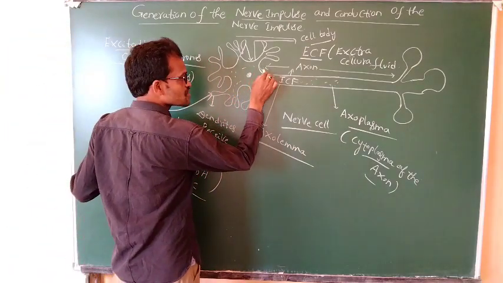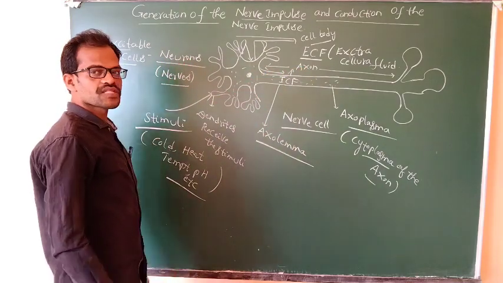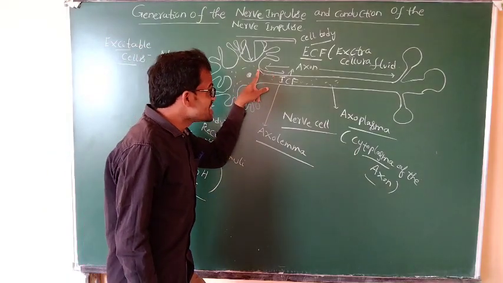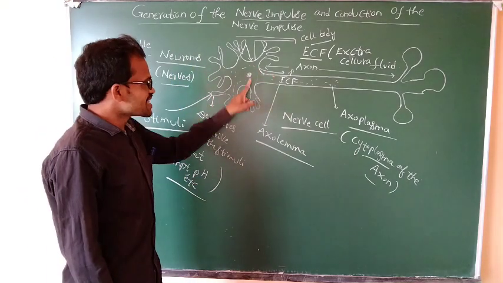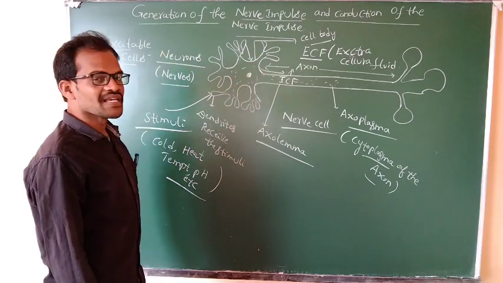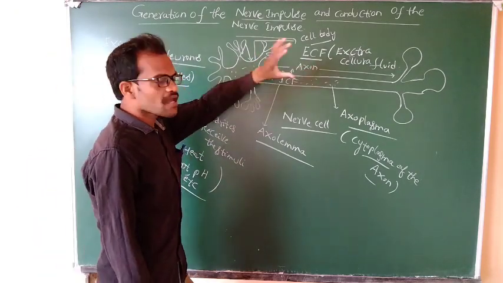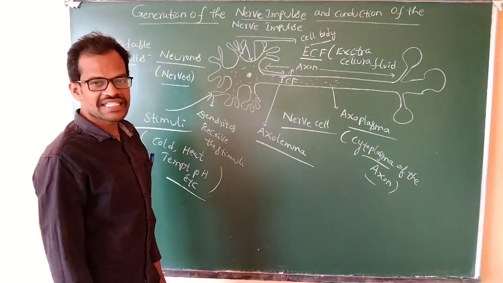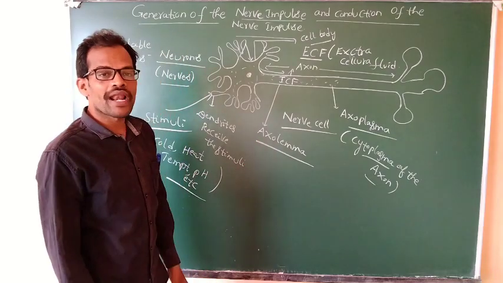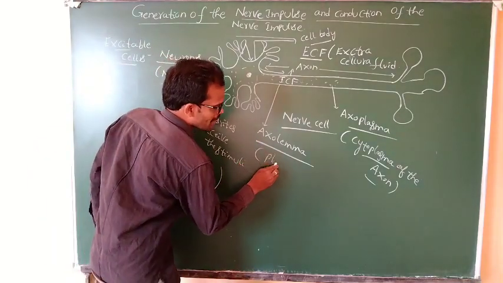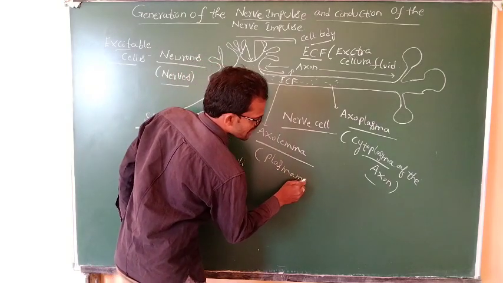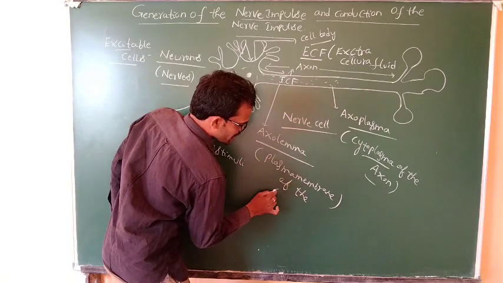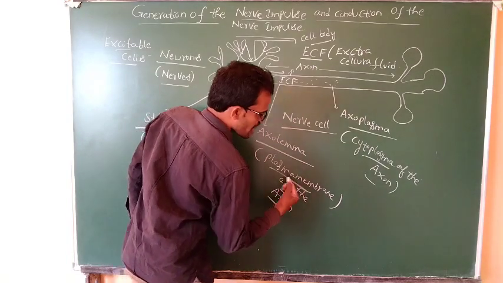Again, this information passes into the axon. Whenever the axon receives information from the cell body, which received it from the dendrites, this axon membrane is excited. This axon membrane is the axolemma. Axolemma means the plasma membrane of the axon.